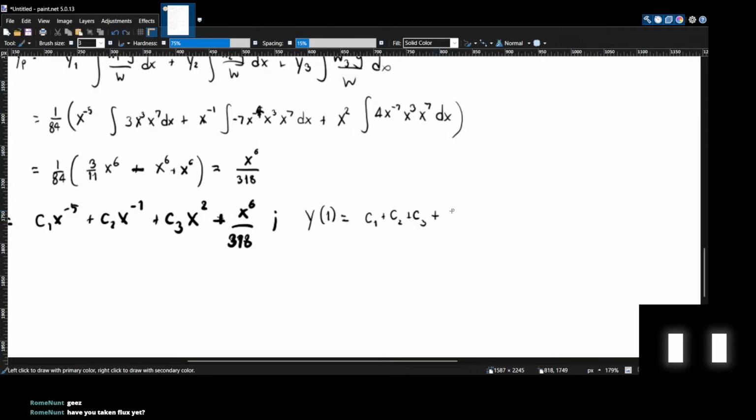Have you taken flux yet? What do you mean by flux? Because there's actually a lot of things regarding fluxes.